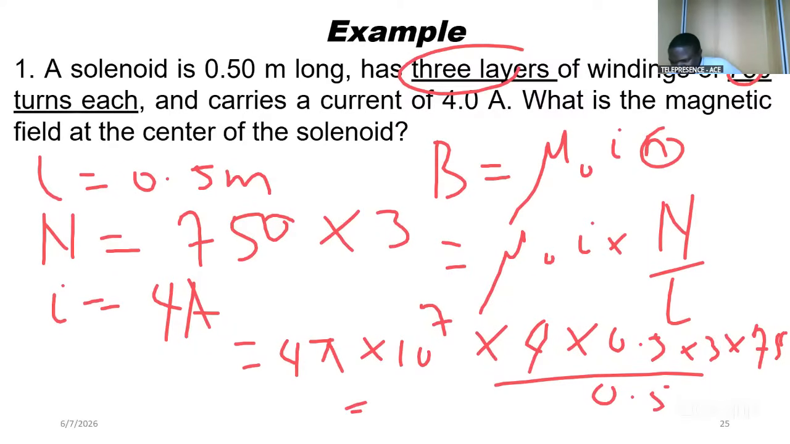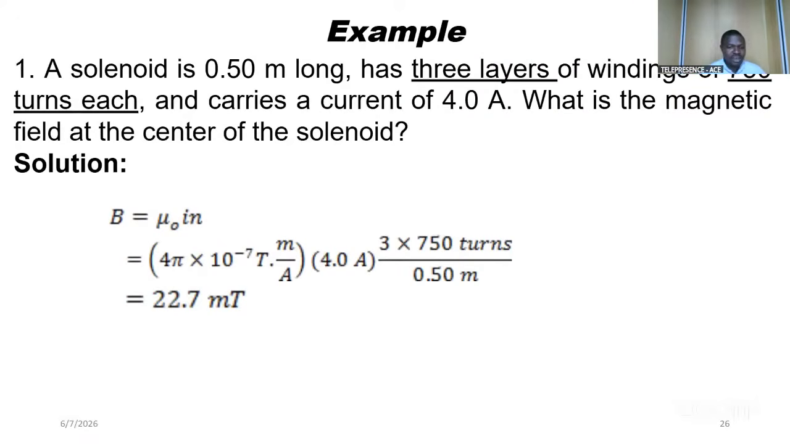Why is the numerator being multiplied? I did not multiply the numerator; 0.5 is the length, okay? It is a divide, not multiply. So we multiply by 3, which is the layers, and the number of turns is 750. 4 pi times 10 to the minus 7, 4 is the current. The 0.5 is the length, since small n is equal to number of turns per unit length. Is that okay? All right. So what I just solved for you is what you have here, in case you did not follow the way I did it there.